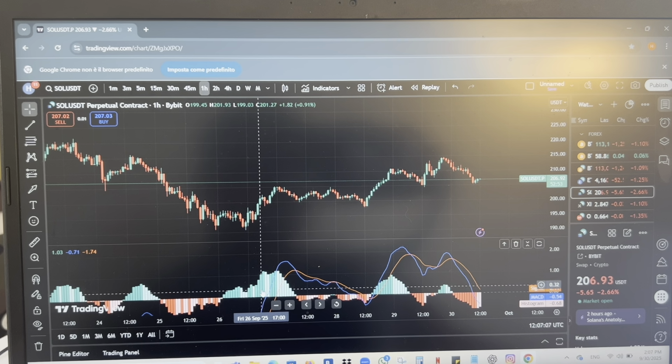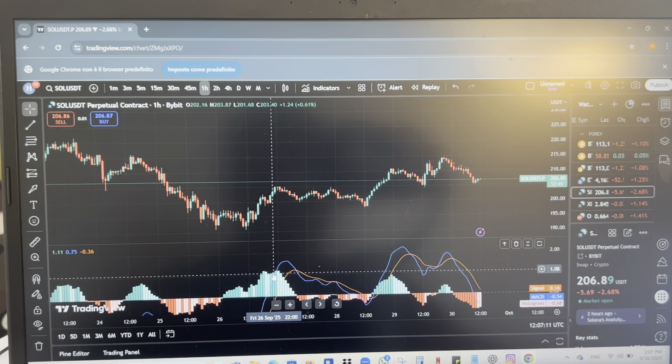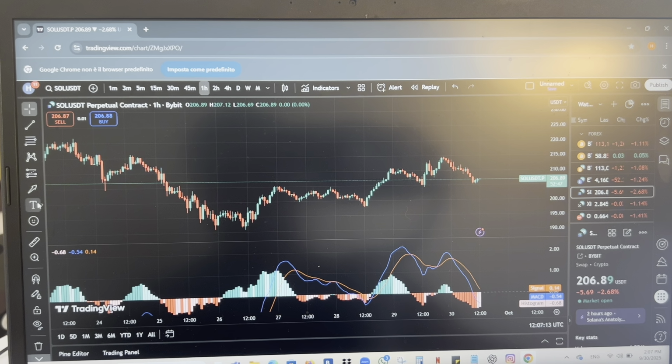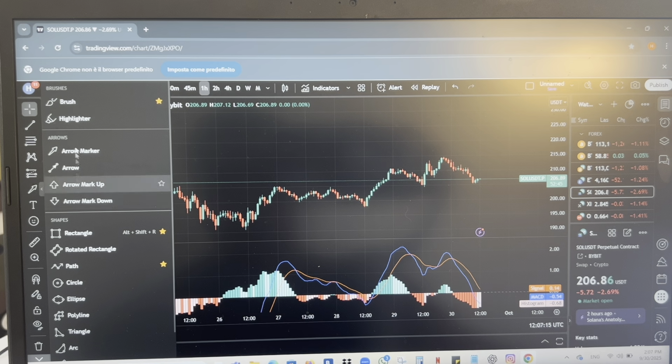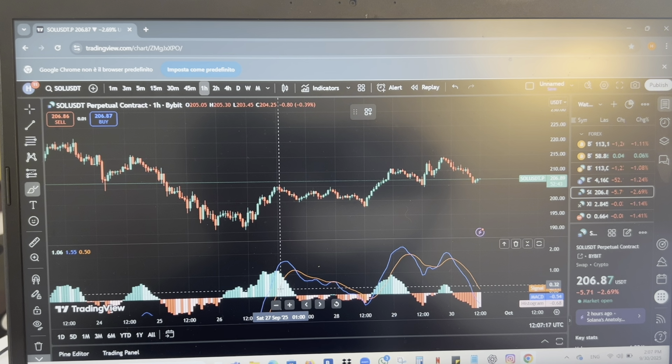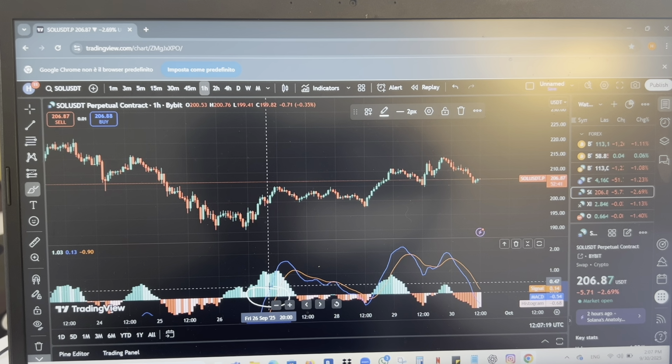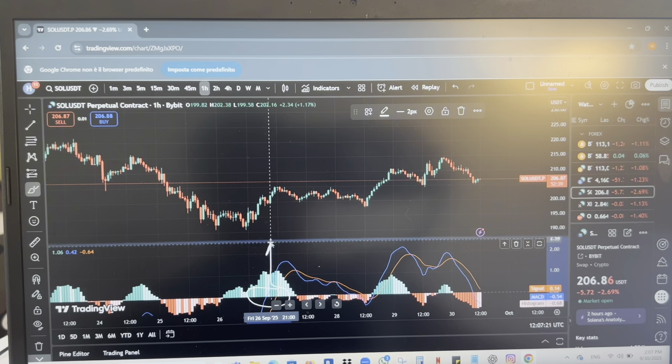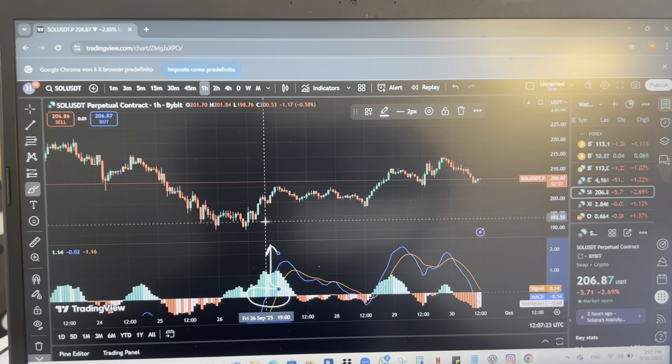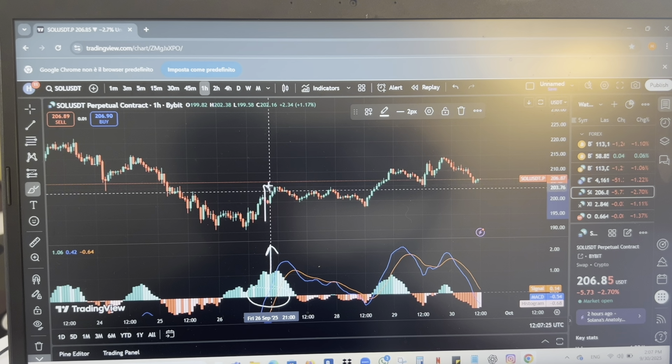Let's see what has happened in the actual market when this neutral level is broken and gone up. As you guys can actually see, in this level it has broken that neutral level and it has actually gone up, and just like that it has gone up.